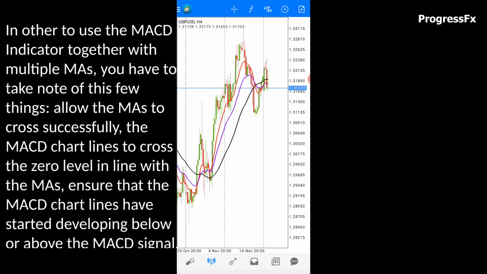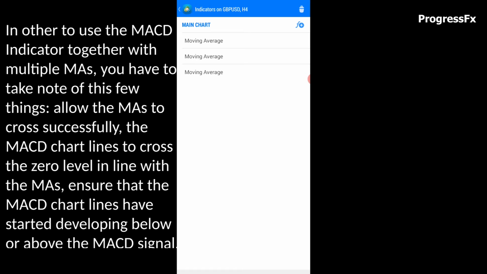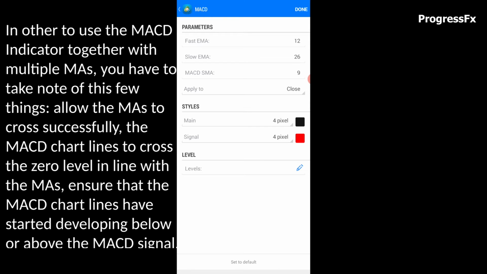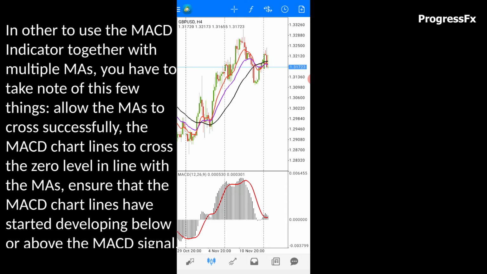So let's go back to F key and add MACD. So you may be thinking, where do I find it? Then you have to click the same main chart, then come down to selectors and select MACD. So you leave the parameters the way they appeared, or if it didn't appear like this, you set the fast EMA to 12, slow EMA to 26, and MACD SMA to 9. Then you apply close and change the color to your choice, but I like black and red. So okay, so you see how it's looking.